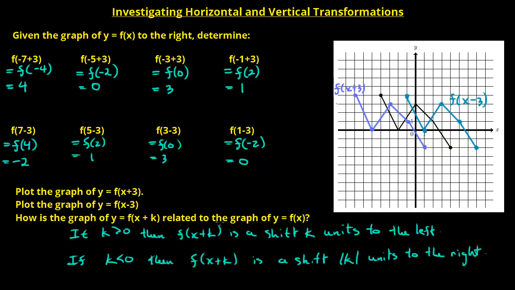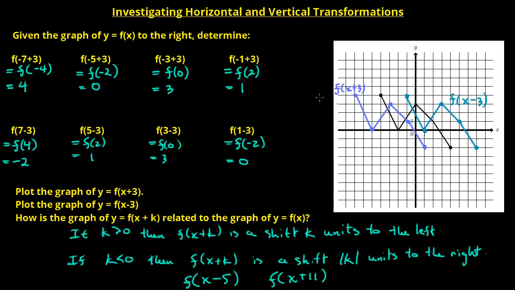So let's say I were to have f of x minus 5. Well, f of x minus 5 shifts the graph of f of x 5 units to the right. If I had f of x plus 11, well, this would be the graph of f of x shifted 11 units to the left.